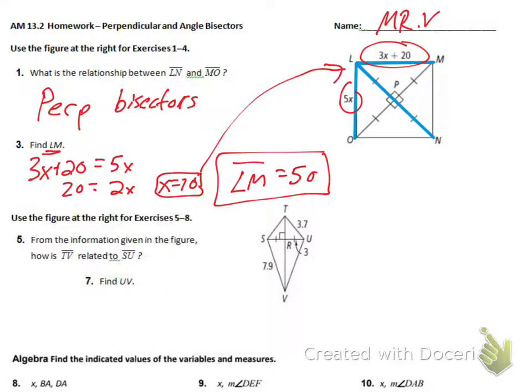All right, for 5, from the information given in the figure, how is TV related to SU? So again, let's just bring out our lines here. So TV and SU. You can tell that if this is 90, then this is 90, then this is 90, then this is 90. So again, just like number 1, it wouldn't be angle bisectors, it would be perpendicular bisectors.